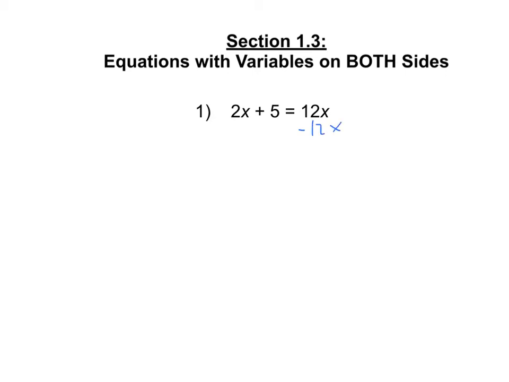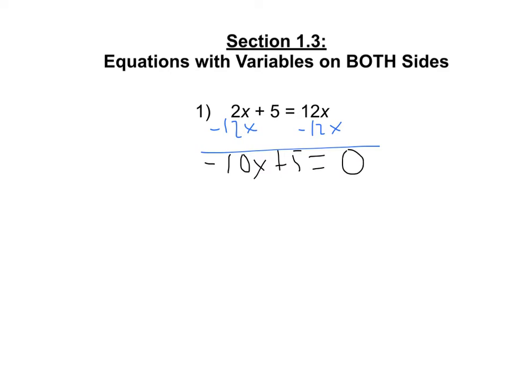We're going to subtract the 12x. Whatever you do on one side, you do on the other. So look what happens on the left side. We have 2x, we owe 12x. That means that right now we owe 10x. We still have that 5. And what do we have on the right side? We have nothing. So I'm going to put the 0 there.